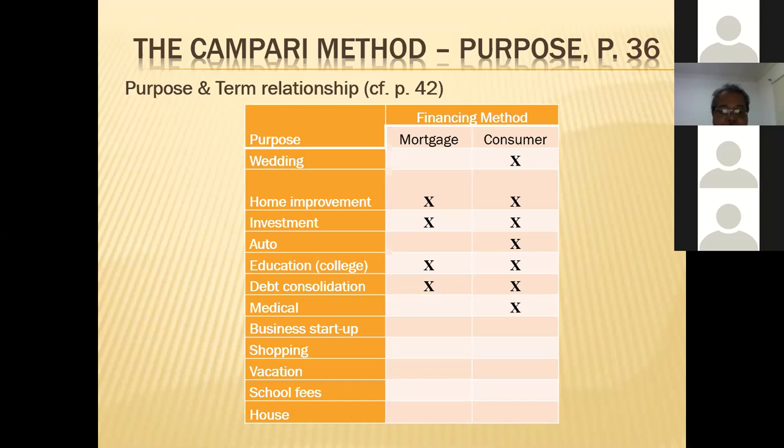Okay. So, any other questions, comments before we look at medical? No. I mean, business startup. Okay, so business startup. Both? I'm not sure if that could be both or really just consumer. Or just consumer. Yeah, I'm with you on that.